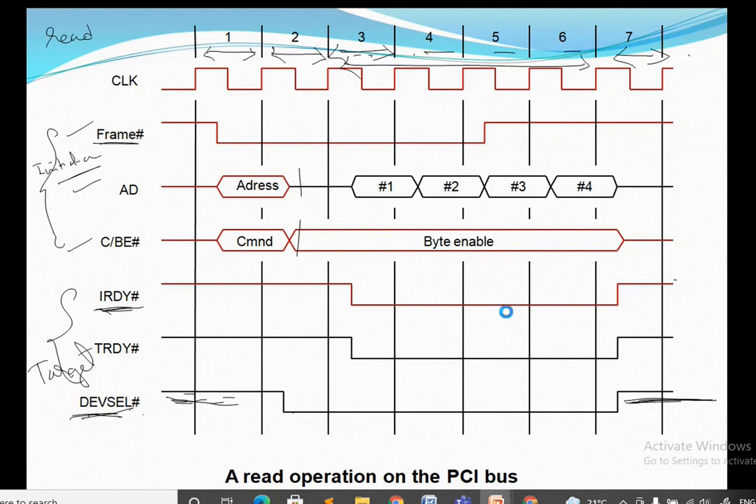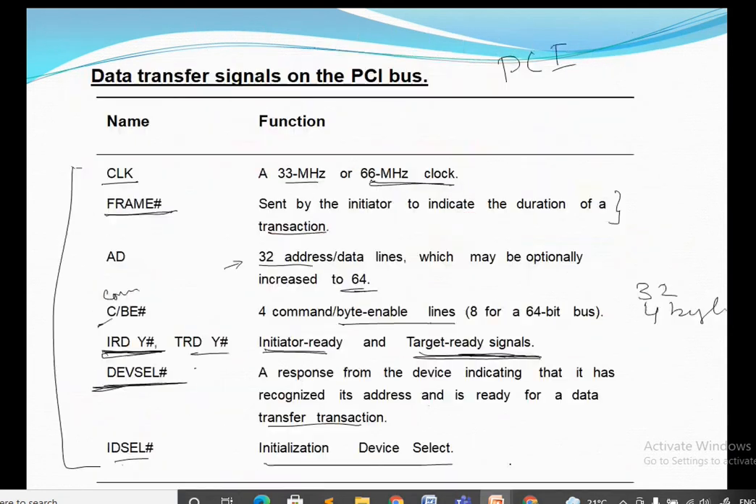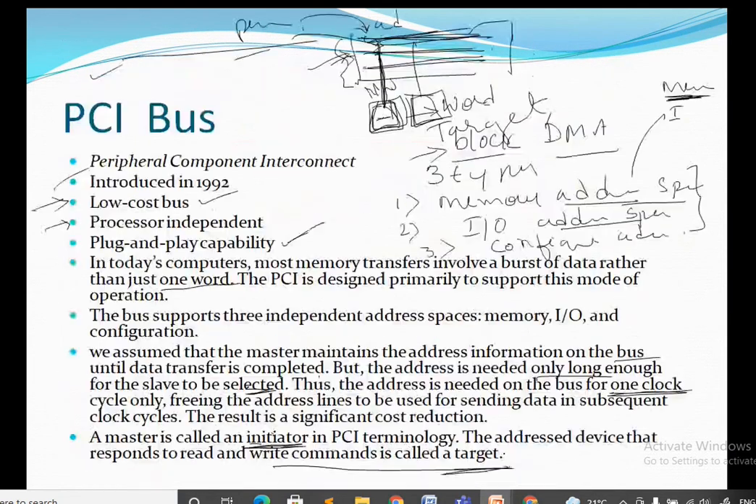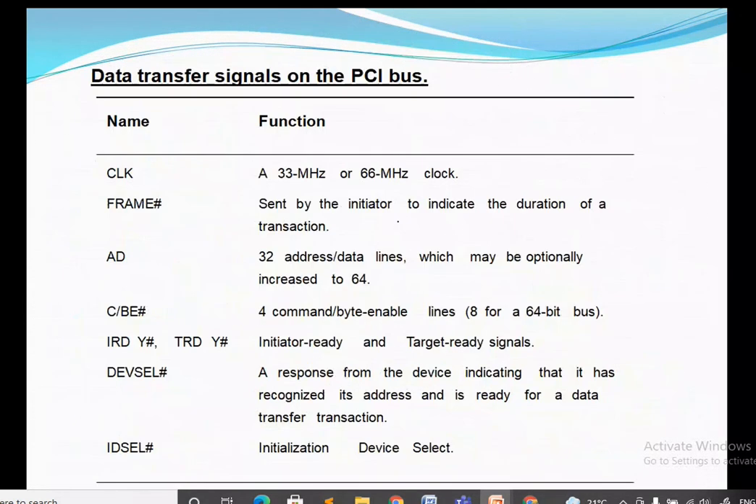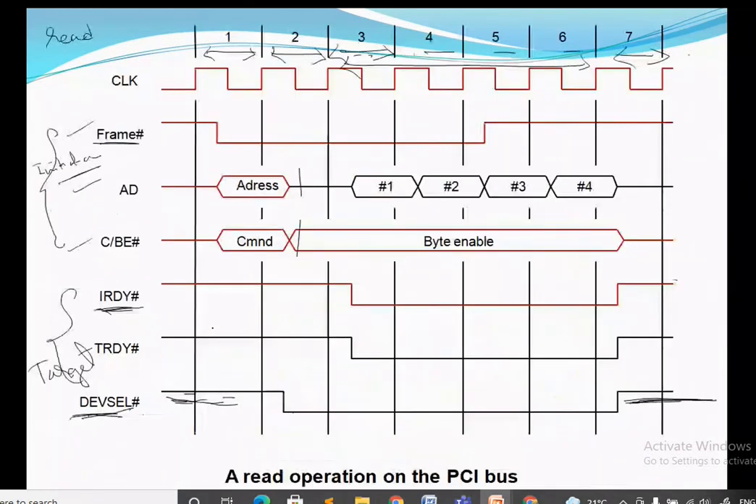That is about the PCI. Many times they ask about the read operation on the PCI bus. So you just explain in your own words the few characteristics, the first 3 characteristics, and just mention what the important signals used on the PCI bus are, followed by this diagram.